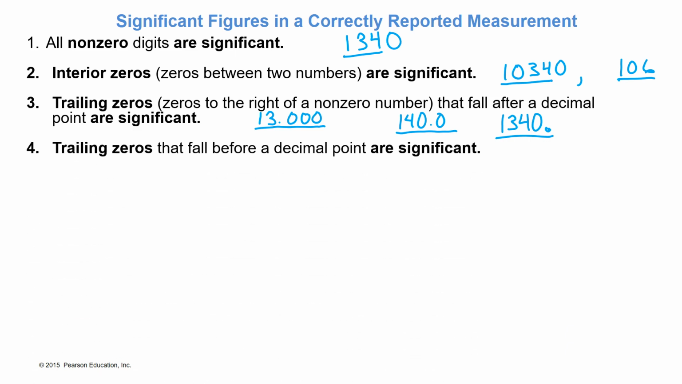All right, trailing zeros. Trailing zeros that fall before the decimal point are significant. So I just talked about that one. So coming into this one again, if I have two different numbers, if I have 1,000 and I have 1,000 with a decimal point, which one has more sig figs?